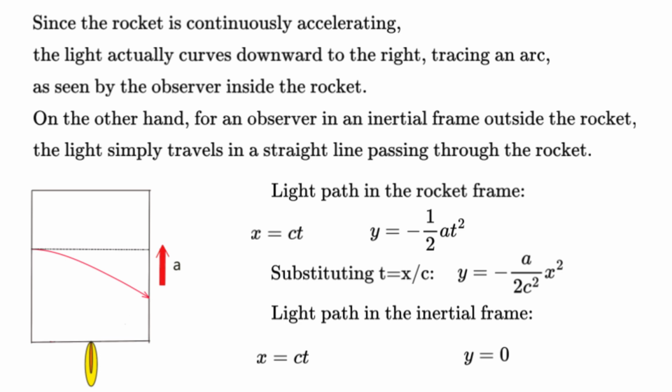Since the rocket is continuously accelerating, the light actually curves downward to the right, tracing an arc, as seen by the observer inside the rocket. On the other hand, for an observer in an inertial frame outside the rocket, the light simply travels in a straight line, passing through the rocket.